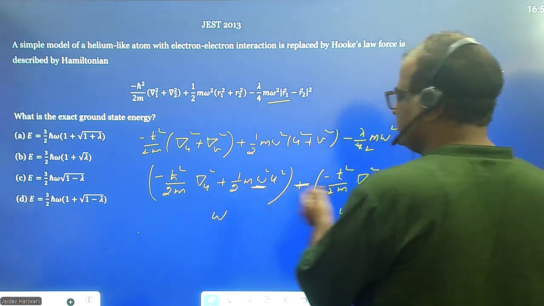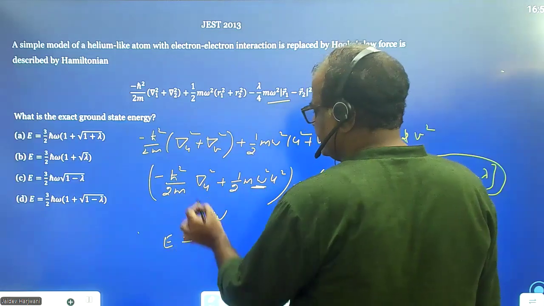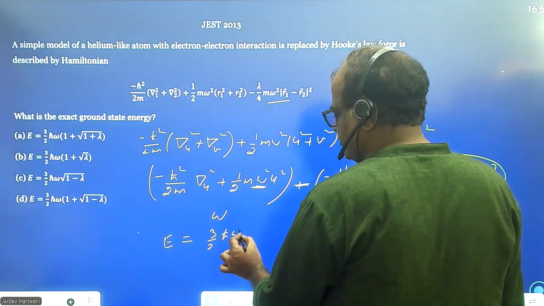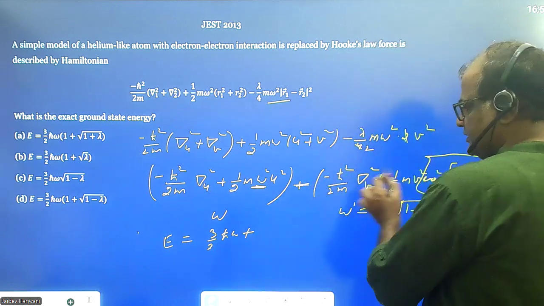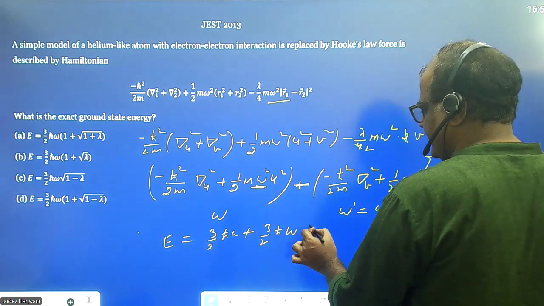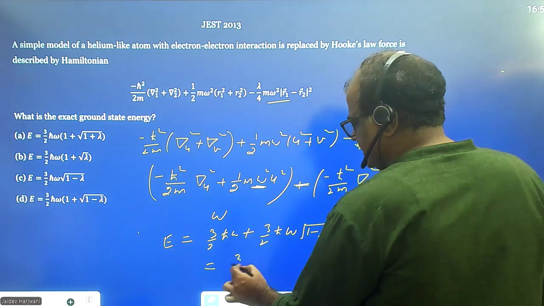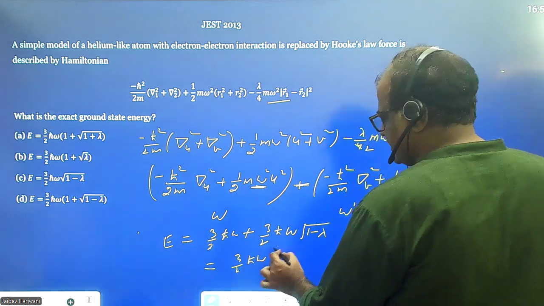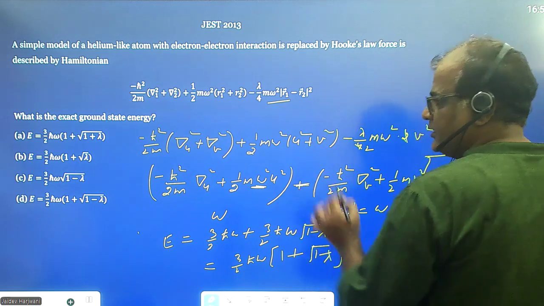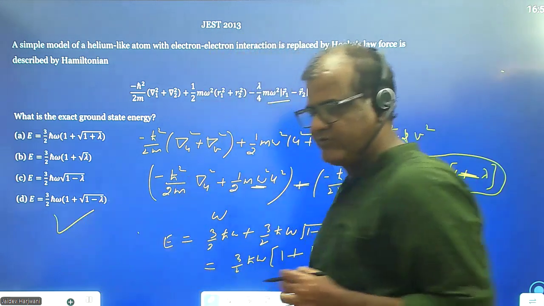Now these are two decoupled harmonic oscillators. The total energy will be what? The ground state energy of a three-dimensional harmonic oscillator is 3 by 2 h cut omega. Instead of omega, we have omega root 1 minus lambda. And if I take 3 by 2 h cut omega common, this becomes 1 plus root 1 minus lambda. So this is my correct expression for the energy.